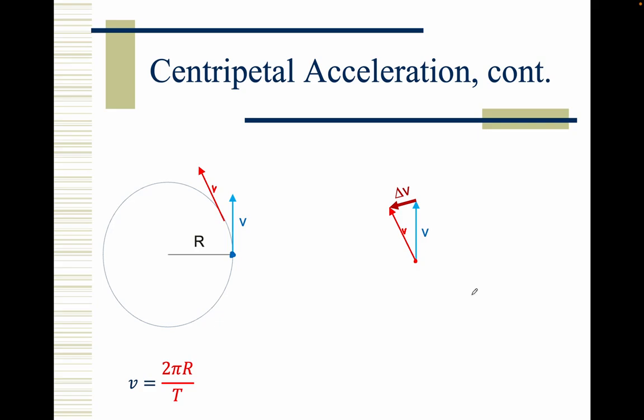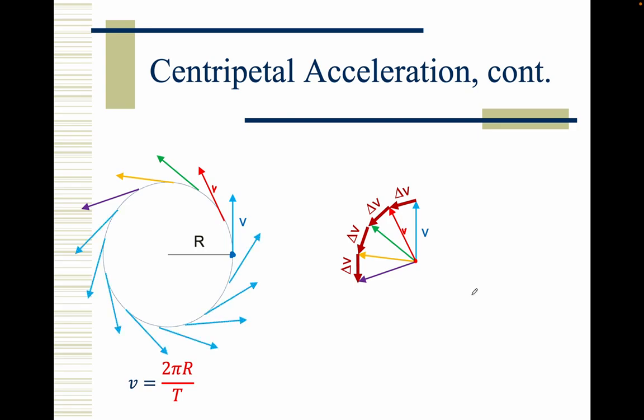And now I can continue this around the circle. So a little bit later, it's moving with that velocity. I can find delta v for that. And now over here, that, and then here, that. And then I could do it for all the other points, and I'd get something that would look like this.